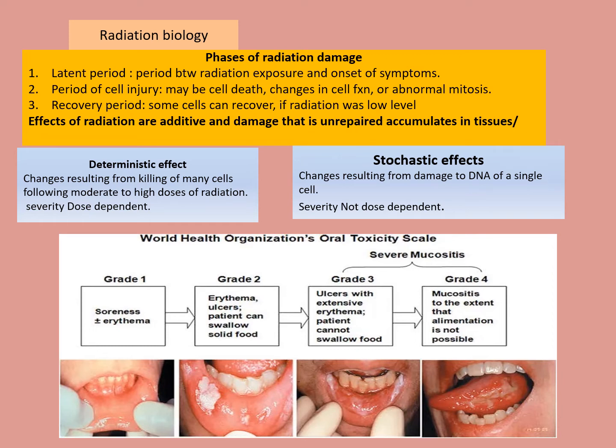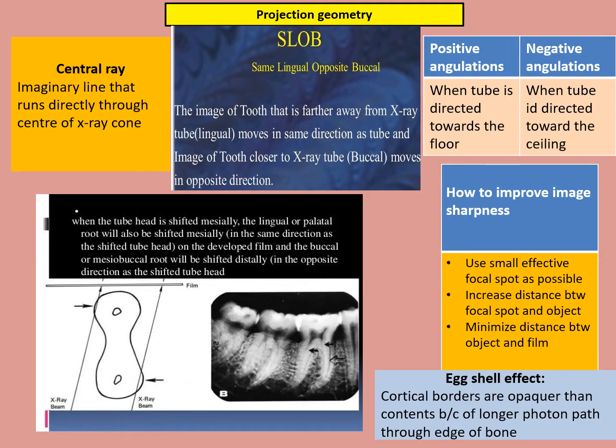Now we can see here the toxicity scale, how mucositis, that's the effect of radiation on the oral mucous membrane, is graded. What are the different grades? Grade 1, you can see soreness and erythema. Grade 2, ulcers have started. Grade 3, ulcers with extensive erythema. This is the time when the patient has difficulty swallowing food. And then mucositis to the extent that alimentation is not possible at all. That means he cannot drink or eat anything properly because the mouth is so sore.